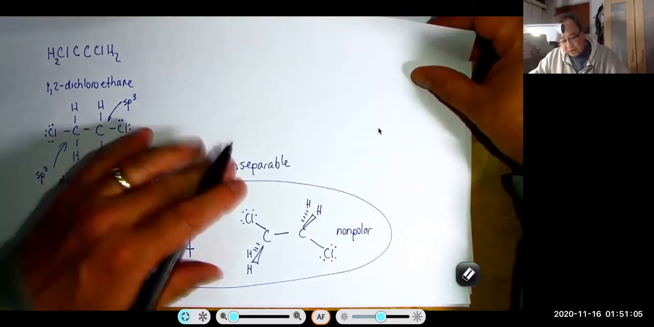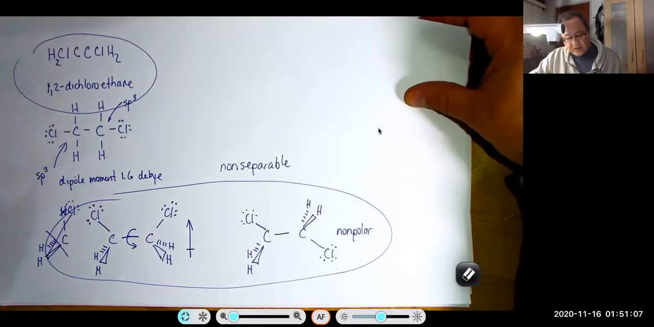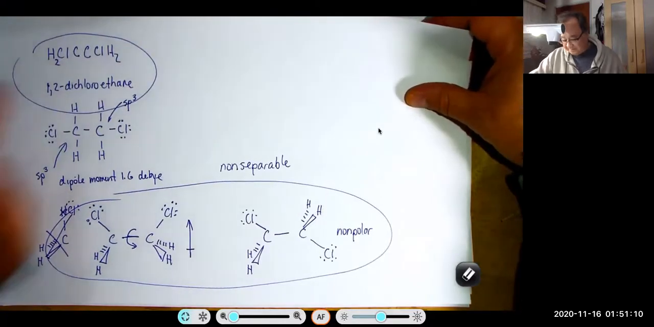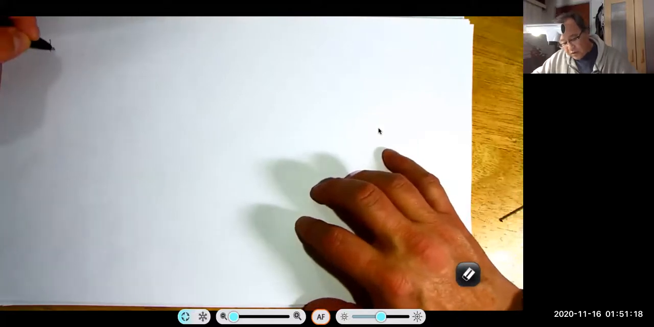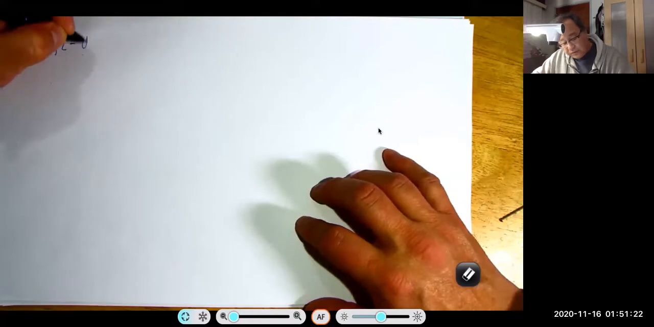So this is one molecule called 1,2-dichloroethane, and here's the formula. Now, on the other hand, we have other molecules, and other molecules are ones that are called 1,2-dichloroethylene.